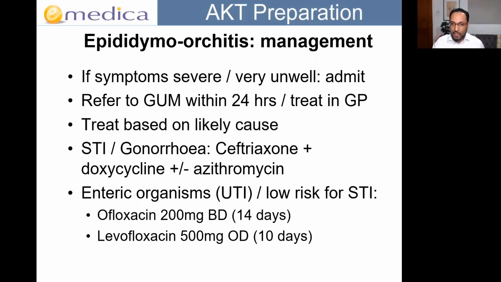Chlamydia, so ceftriaxone with doxycycline plus or minus azithromycin. And then if you think an enteric organism is more likely, like they recently had a UTI, and they're low risk for STI, then you can either give ofloxacin 200 milligrams twice daily for 2 weeks or levofloxacin 500 milligrams once daily for 10 days.